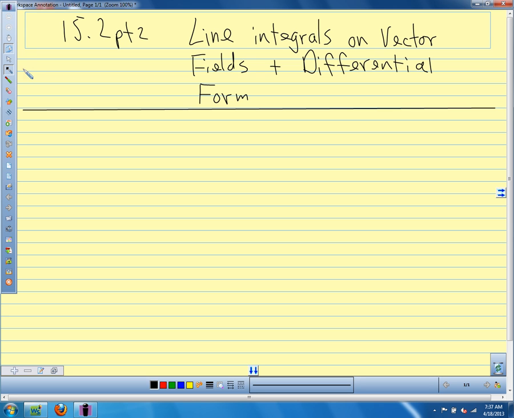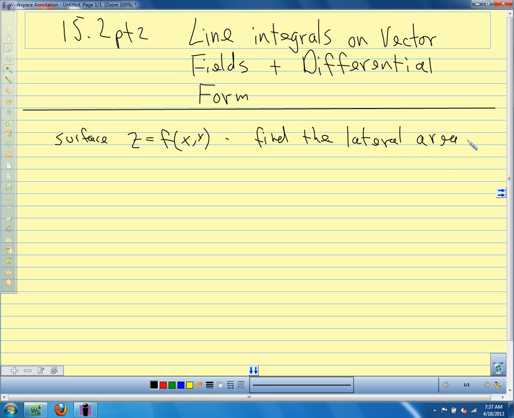So, say we have a problem, and we have a surface Z equals f of x, y, and the problem says find the lateral area of the surface above the curve C, and C is in the xy plane. What is this problem asking us to do?